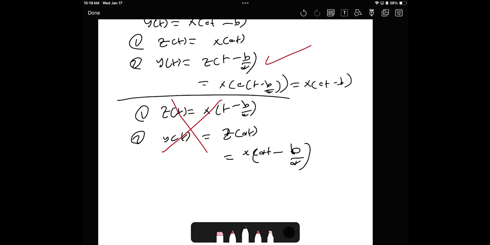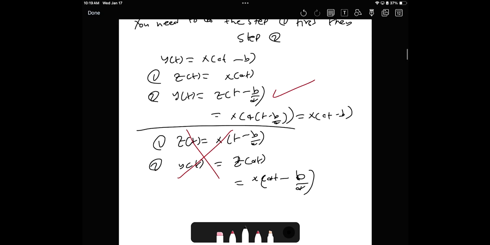Okay? So if you flip those, then this will yield invalid results. This will yield a different function, which is x of at minus b over a, while our target is to find x of a between brackets t minus b over a. So anyway, just make sure the order is fine. That's my biggest concern.